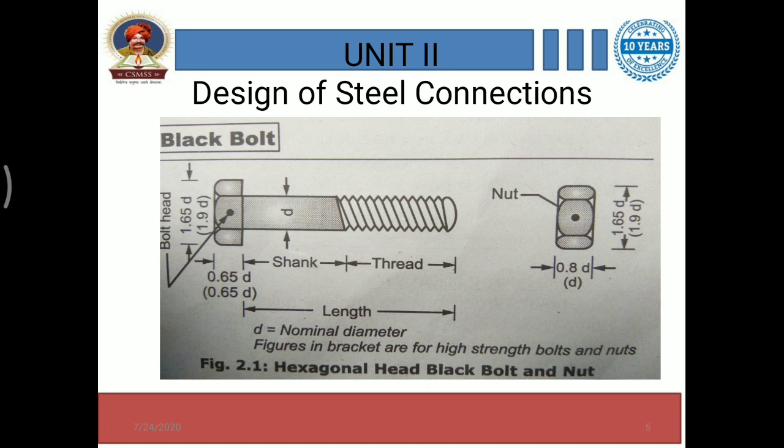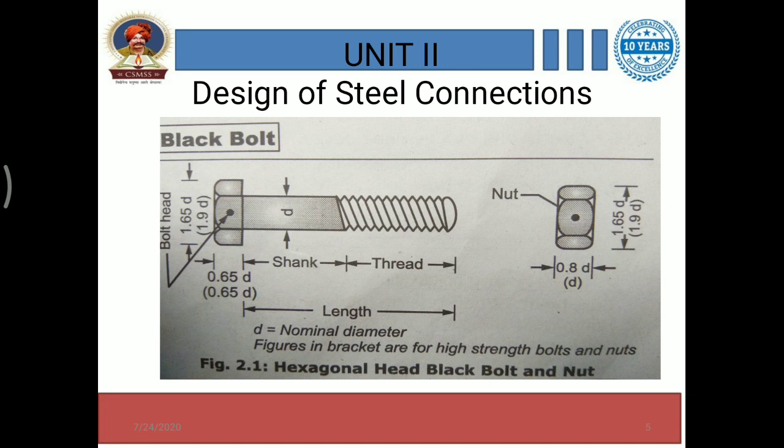Just see this picture. This shows the details of the black bolt. From left, the larger part is the bolt head. It is 1.65D up to 1.9D. That means the bolt head is 1.65 times the diameter of the shank.